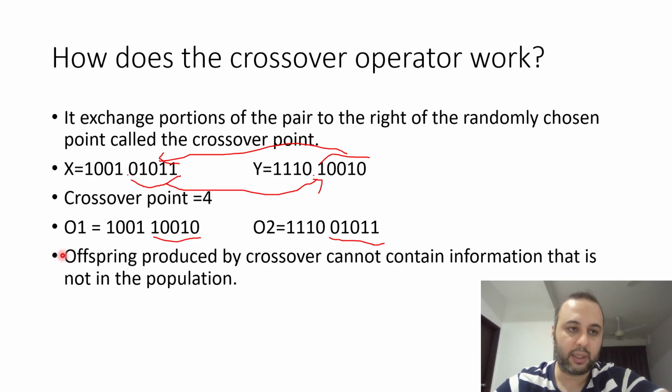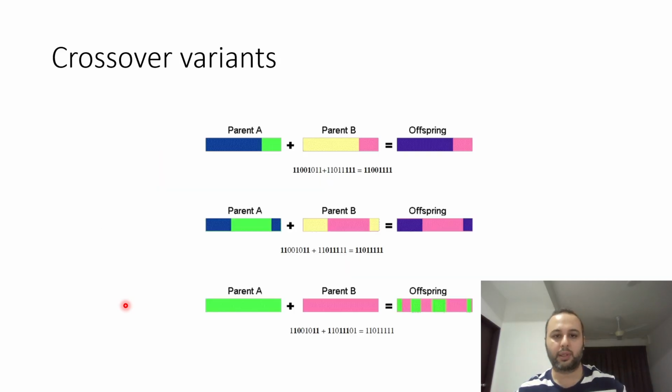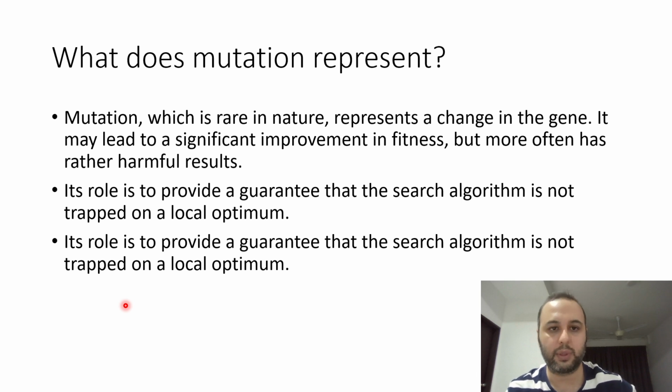The production of the crossover, we call it offspring. Offspring produced by crossover cannot contain information that is not in the population. Okay, then if we apply only crossover, what will happen? Each piece of information of each generation will be passed to the next generation. We cannot have a significant change in each generation. To cover that, genetic algorithms offer us the mutation.